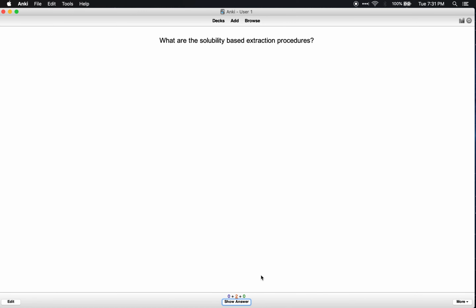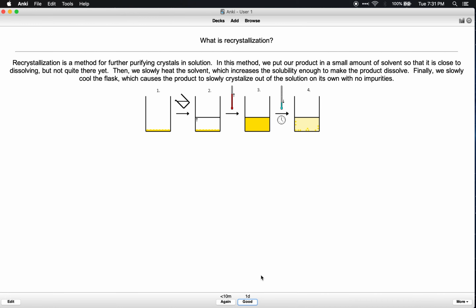What are the solubility-based techniques? So extraction, filtration, and recrystallization. Recrystallization is where you have a product, you put it into a solvent where it's almost soluble, and you heat up the solution to increase solubility of the product, so it starts to dissolve, and then you slowly cool the flask to allow recrystallization to occur, and basically the solid is able to recrystallize without catching any of the impurities.